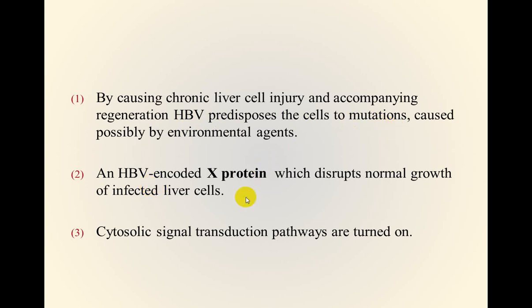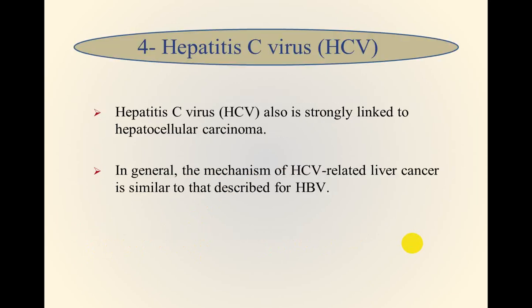The second, the virus has the X protein, which disrupts the normal growth of infected liver cells. So it induces cellular proliferation by induction of death and regeneration, and it also has the X protein, which disrupts the process of proliferation of the cells, and hence makes the cells acquire more mutations during proliferation. The third, cytosolic signal transduction pathways are turned on, meaning it turns on the cell signal transduction pathway.